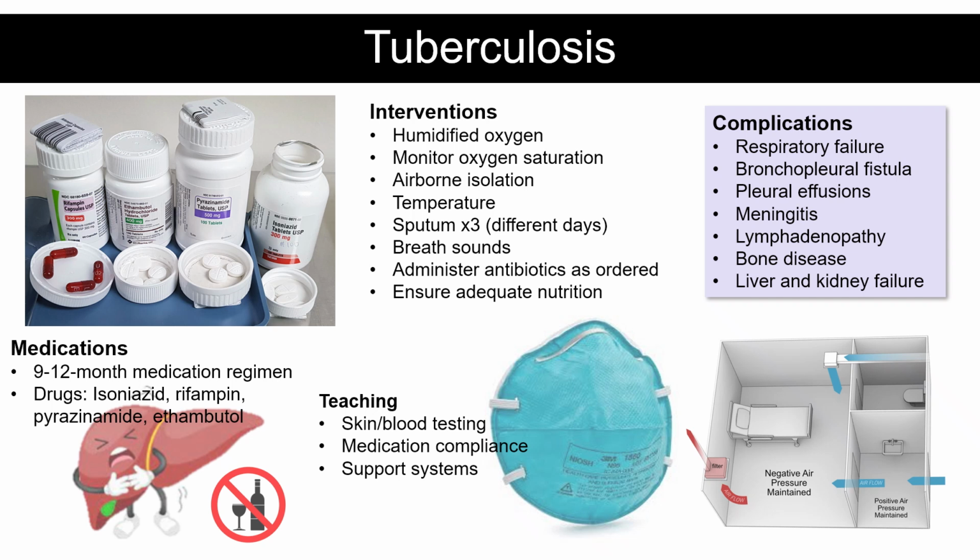Complications that can happen from TB: respiratory failure, bronchopleural fistula, pleural effusions, meningitis. So if that TB bacteria gets into the bloodstream, it can actually cross the blood-brain barrier, get into our brain, and cause neuro symptoms too. Lymphadenopathy, bone disease, liver and kidney failure. So we want to make sure we're monitoring those labs. They will need to get routine labs done. So teaching is very important because we need to let them know how important medication compliance is.